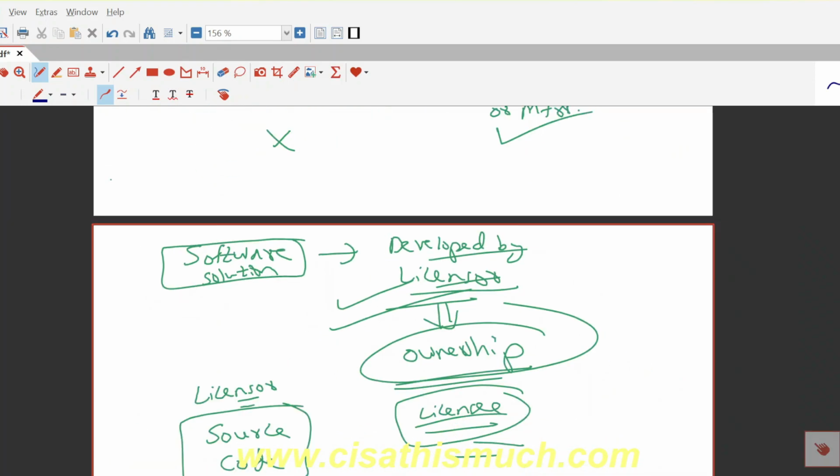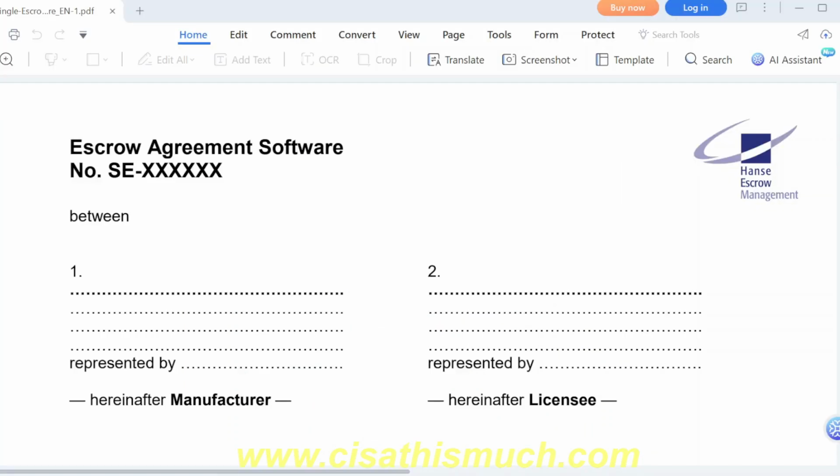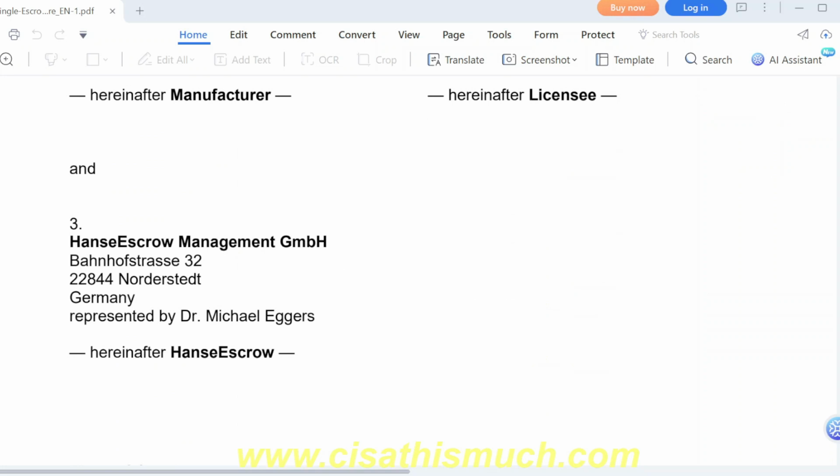All right, let me show you the real agreement. You can see on the screen the real agreement. This is the escrow agreement for software, represented by the manufacturer, the licensor, the developer, the licensee, and the third party, whose name here is Hans Escrow Management. This is the name of the company, the escrow agent. So manufacturer, licensee and escrow agent: three parties involved.